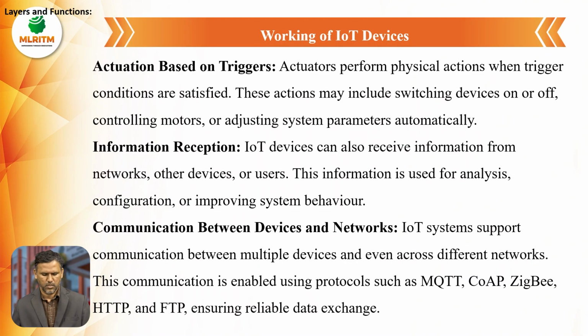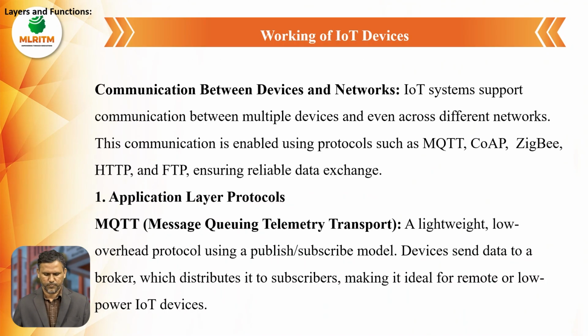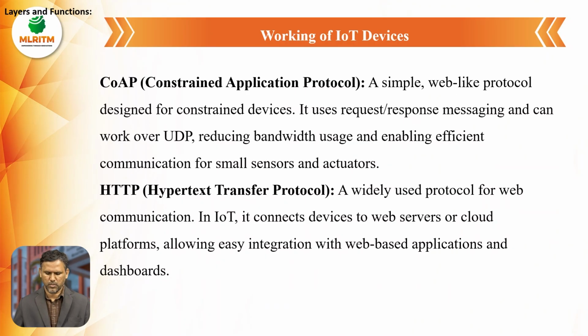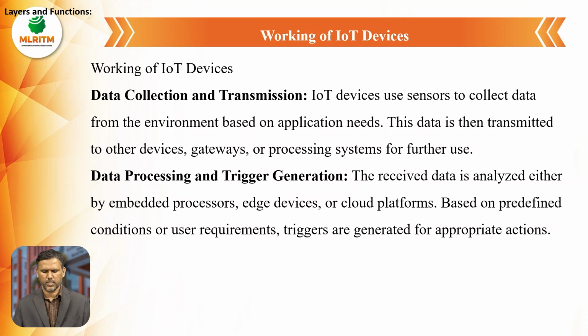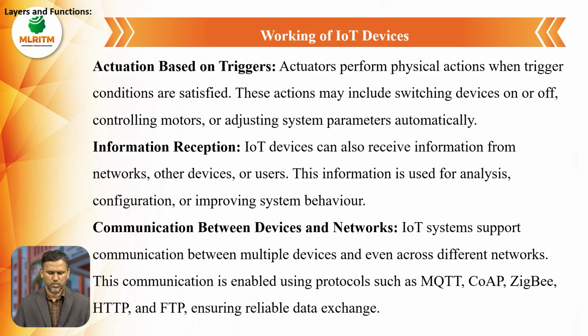So data collection, data processing, data transmission. These are the workings of IoT devices using different protocols. First is data collection and transmission: data is collected from the sensors and transmitted through the network layer. Next, in the processing unit, data processing and trigger generation. Next is actuation based on the triggering.